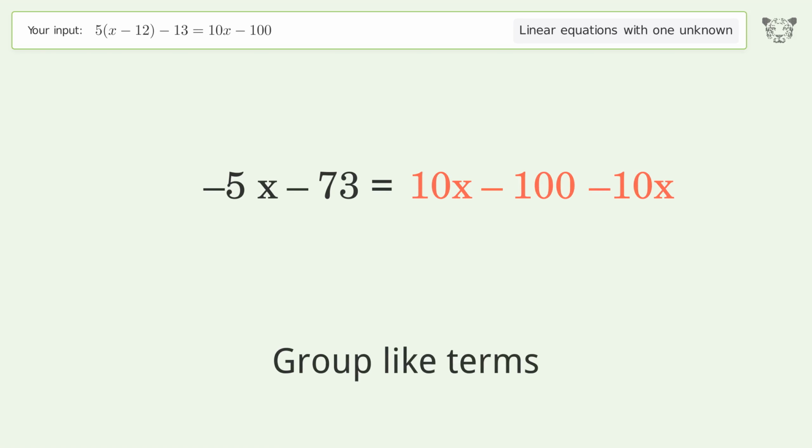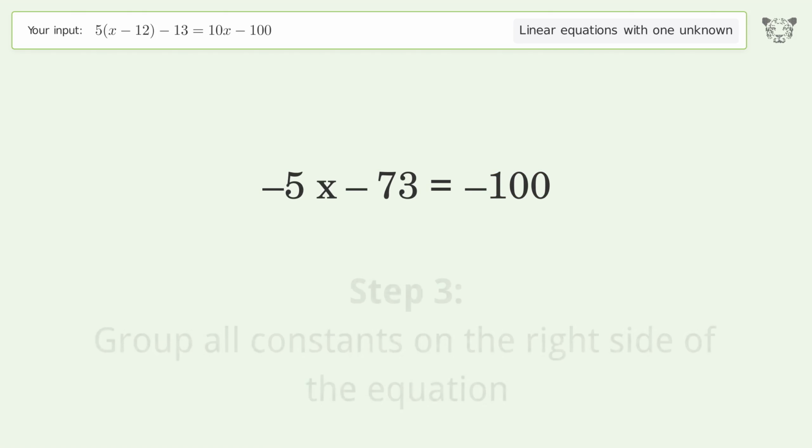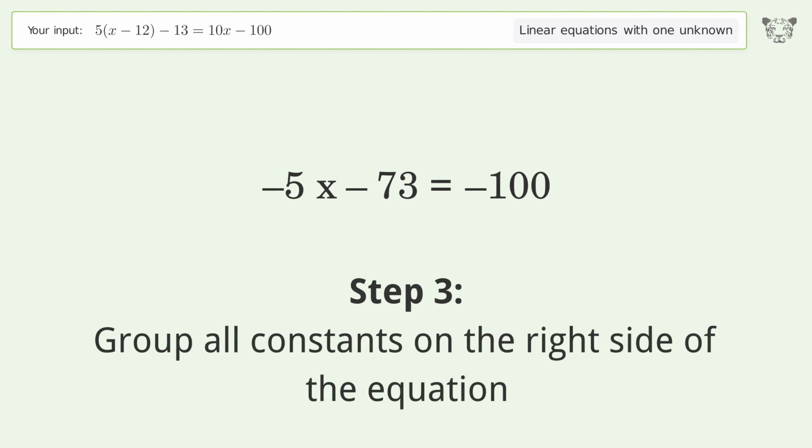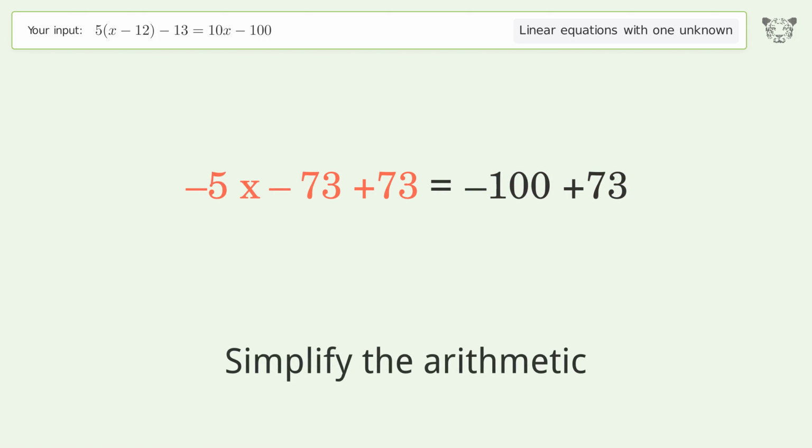Group like terms. Simplify the arithmetic. Group all constants on the right side of the equation. Add 73 to both sides. Simplify the arithmetic.